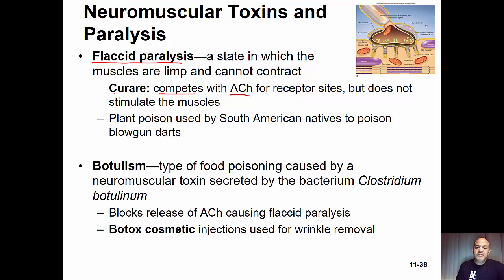And then there's botulism. This is a type of food poisoning caused by neuromuscular toxins secreted by another bacterium in the genus Clostridium, but this one is Clostridium botulinum. Here, the toxin of Clostridium botulinum blocks the release of acetylcholine, so you can't even get acetylcholine to be released. If you can't release acetylcholine into the neuromuscular cleft, then the receptors won't receive it, and you will not get a contraction. By the way, this toxin is used in Botox cosmetics, so they literally paralyze some of the muscles around the face with some injections there.